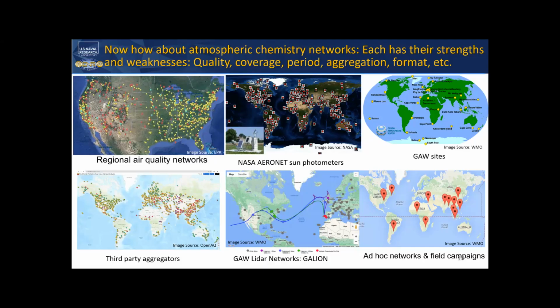LiDAR networks. LiDARs are really finicky instruments that require a lot of maintenance, but there is a large number of them out there, and people are trying to figure out the protocols to share data between, say, Europe or the United States and Asia. Everybody does everything a little bit differently, and so it's a big effort to synthesize and harmonize the data set. And then on top of that, there are ad hoc field campaigns and networks and things like that. So it's a big deal to actually try and synthesize all of this data together.